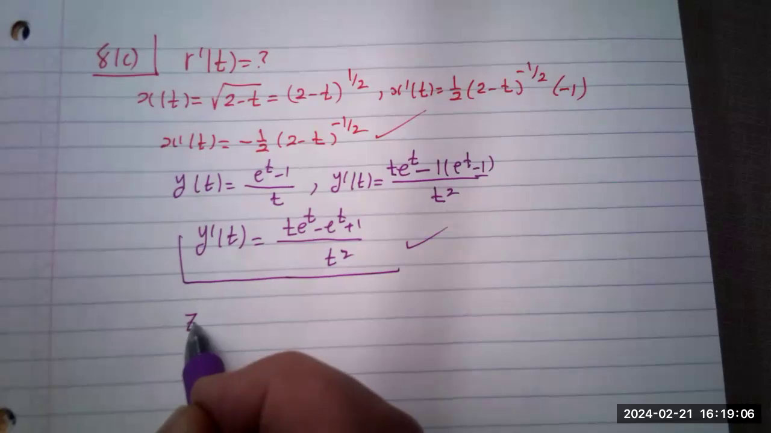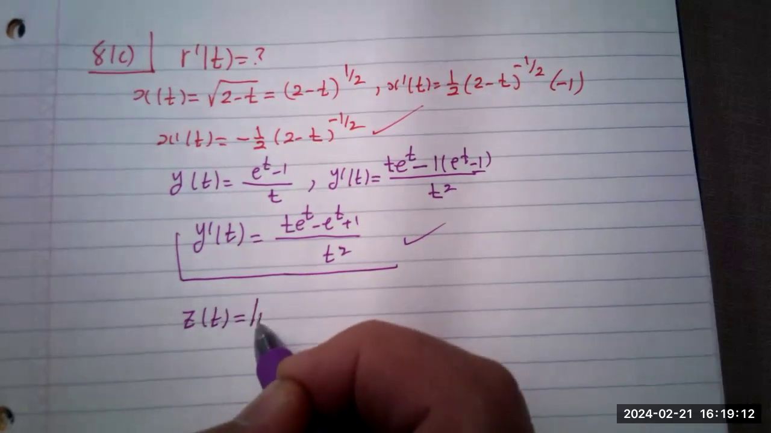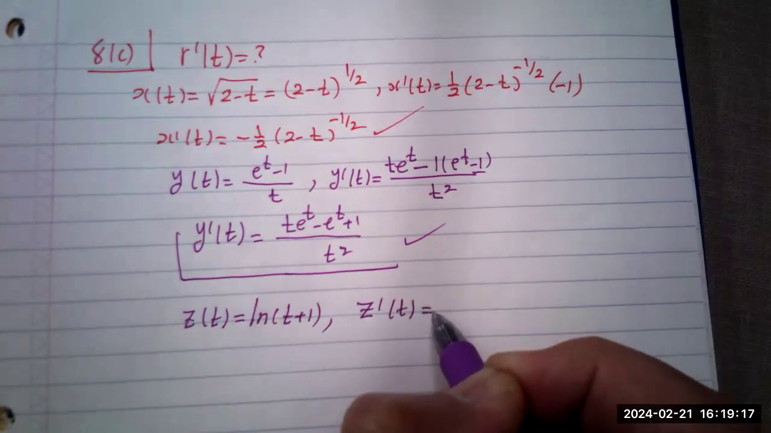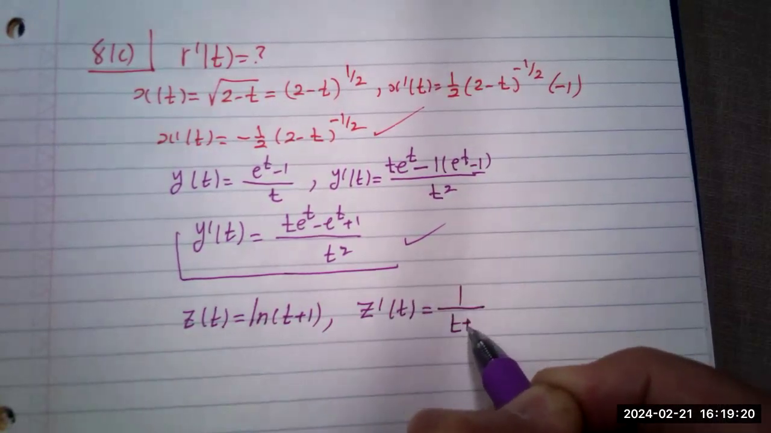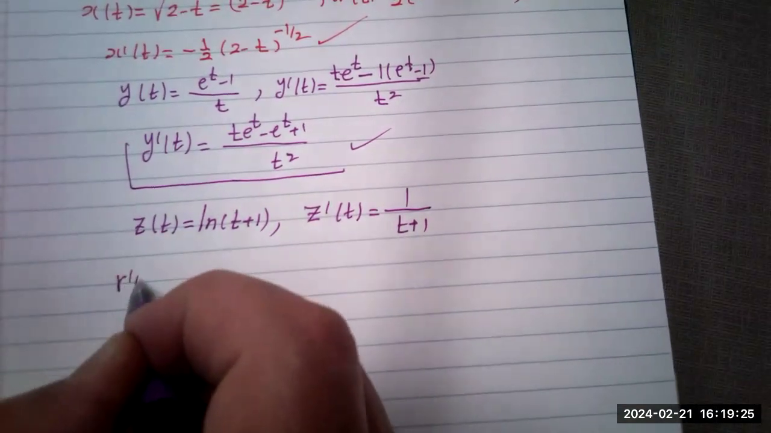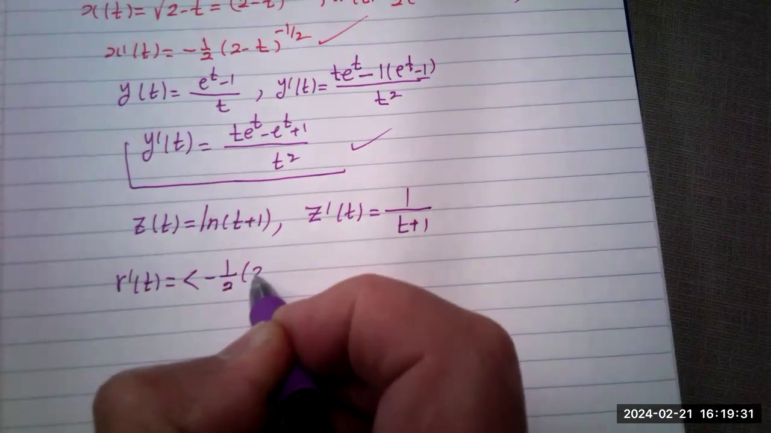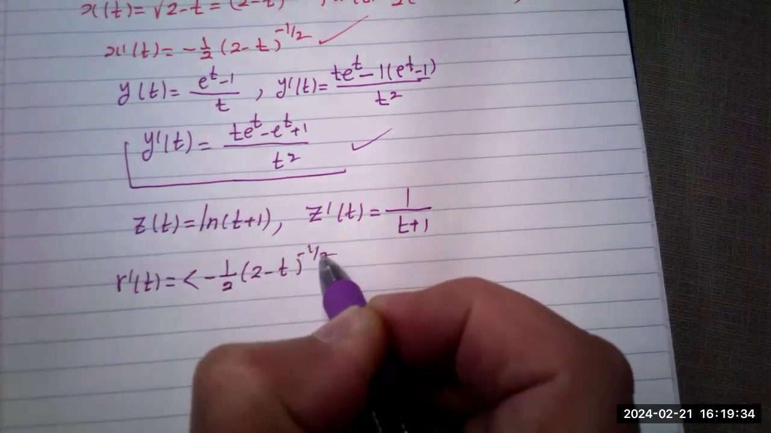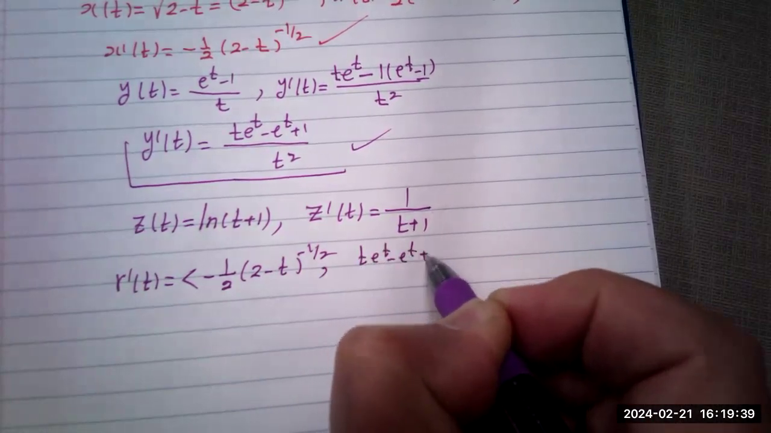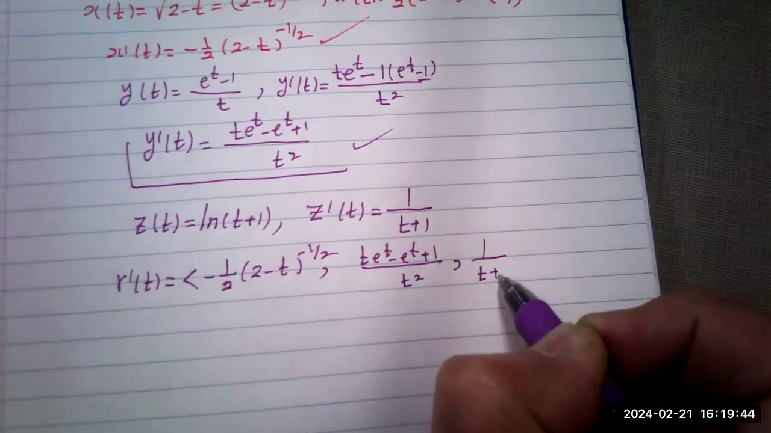And the last component is ln of t plus 1. You know the derivative of a natural log, u prime over u, so 1 over t plus 1. So you declare the solution. R prime of t again is a vector. The first component is negative 1/2 times (2 minus t) to the negative 1/2. The second component is t e to the t minus e to the t plus 1, over t squared. And the last one is 1 over t plus 1.